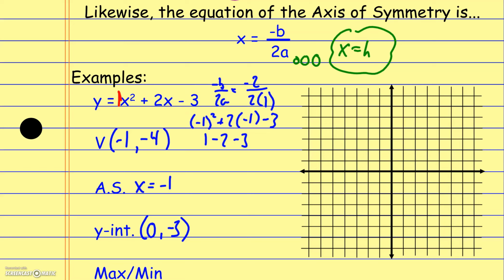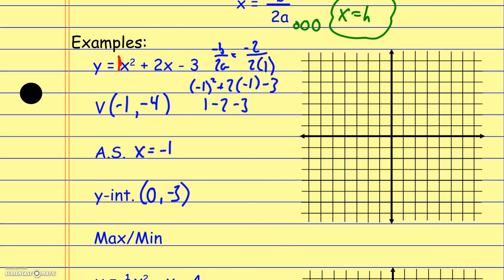All right. And then the last thing that it asks here is maximum or minimum. Let's graph this thing first, and then we'll talk about maximum or minimum. So let's see. I've got negative 1, negative 4, which is going to be right here. I've got the axis of symmetry.